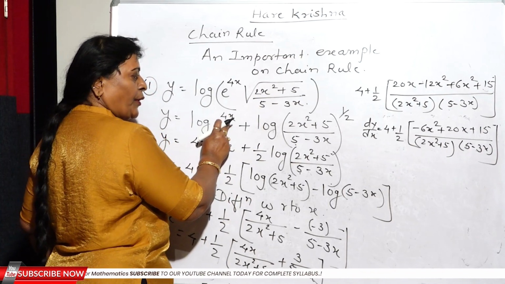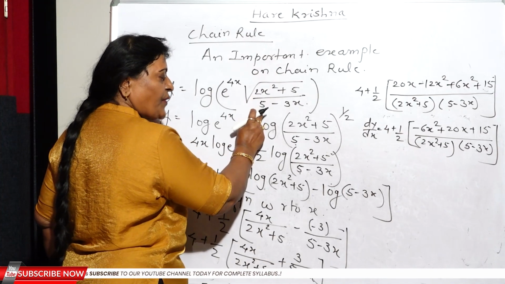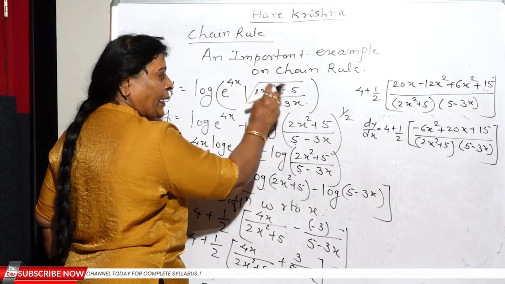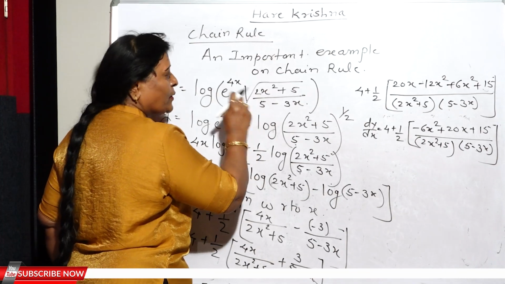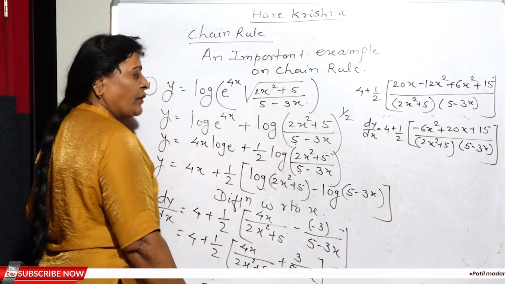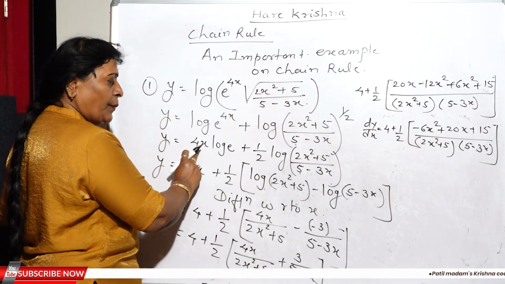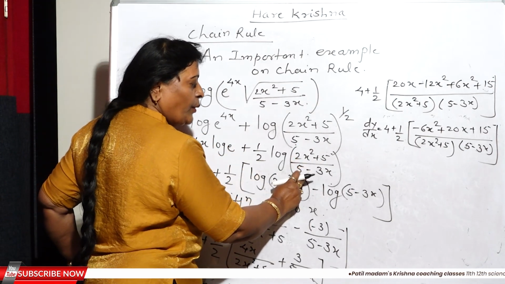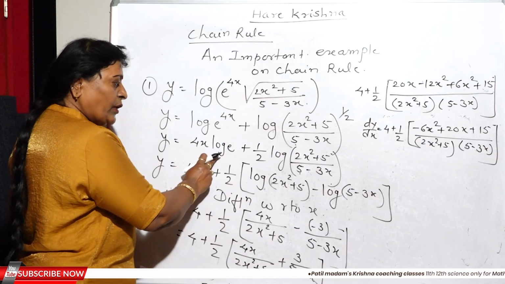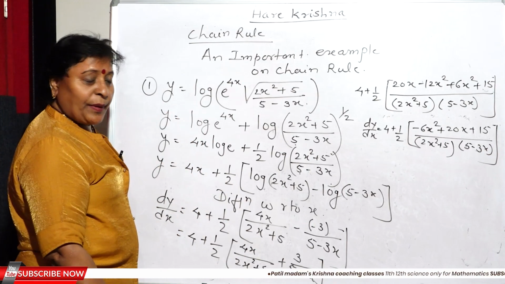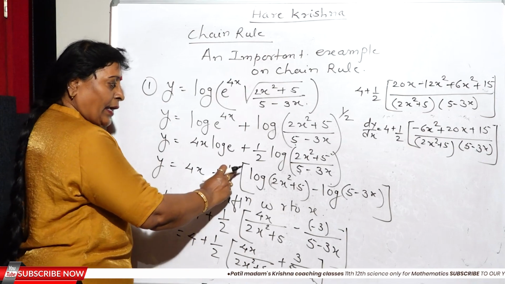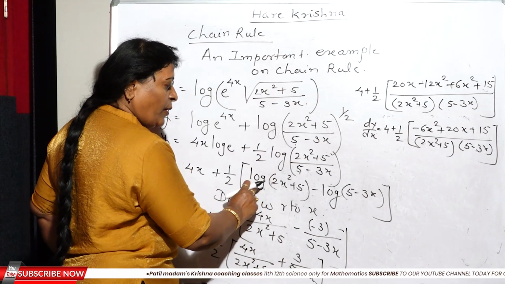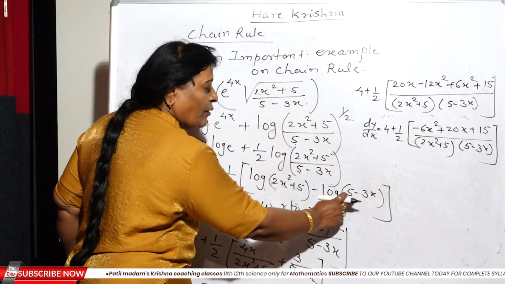Therefore log of e to the power 4x plus log of 2x square plus 5 divided by 5 minus 3x whole to the power 1 by 2, because I have eliminated this root, and if you eliminate the root then you have to give the power 1 by 2. Again 4x comes here, log e remains as it is. This 1 by 2 also comes here: log of 2x square plus 5 divided by 5 minus 3x. Again, what is the value of log e? The log e is nothing but 1. Therefore 4x as it is. Again half. Again log of a by b means log of a minus log of b, means log of 2x square plus 5 minus log of 5 minus 3x.